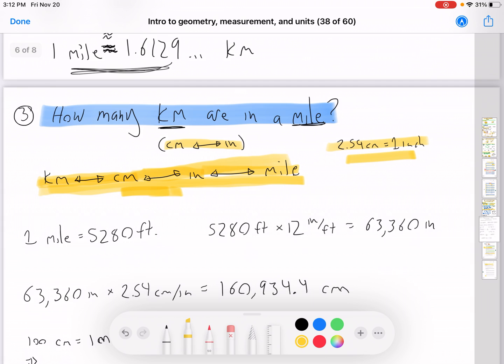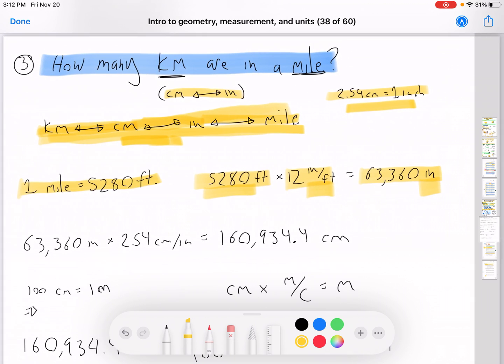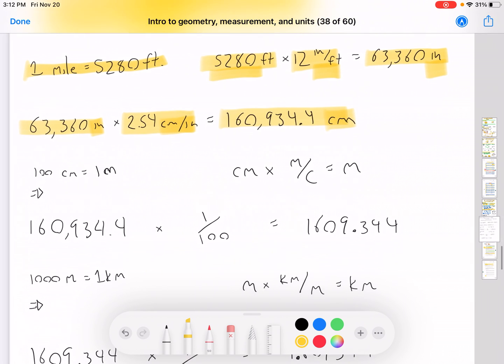So 1 mile is 5,280 feet. If I go feet times inches per foot, I will get inches. So 5,280 feet times 12 inches per foot, using my calculator, is 63,360 inches. Now, if I go inches times centimeters per inch, I will get centimeters. So the total number of inches in a mile times the centimeters per inch will equal the total centimeters per mile. And now we start working the other direction.